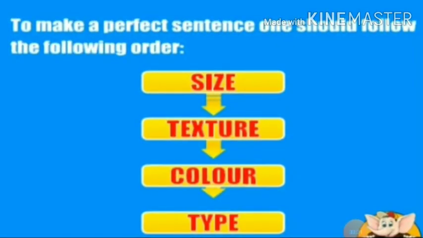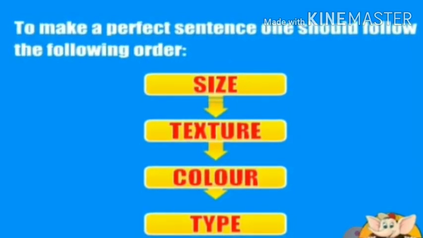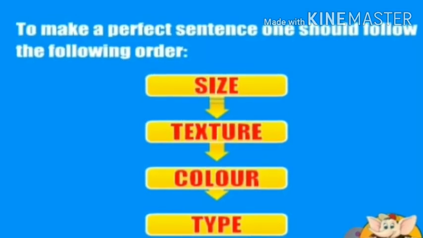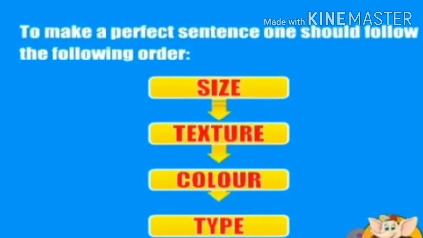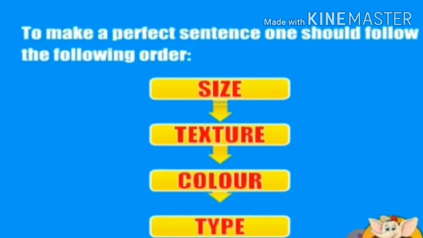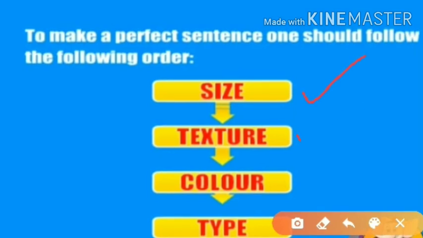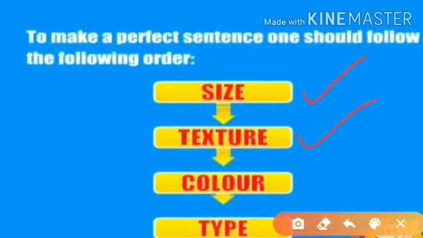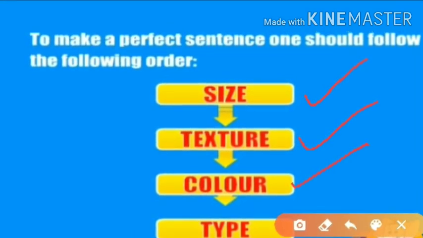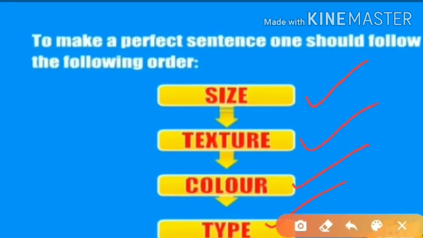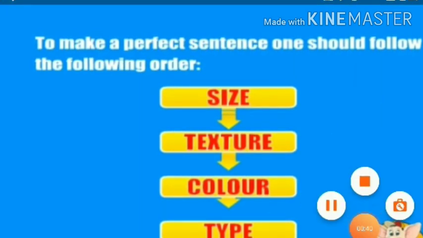Children, as you have seen in other examples, we can use more than one adjective in a sentence. So if you're using more adjectives, then they should be in a proper order. It's not that you can use any adjective anywhere. So to make a perfect sentence, we should follow the following order. What is the order? First, it should be the size. Second, texture. Texture means the quality of a thing. Next is the color, red, yellow, green, white, blue, anything. And then comes the type, what type of thing or person you are talking about. Let's see an example, then it will be clear to you.